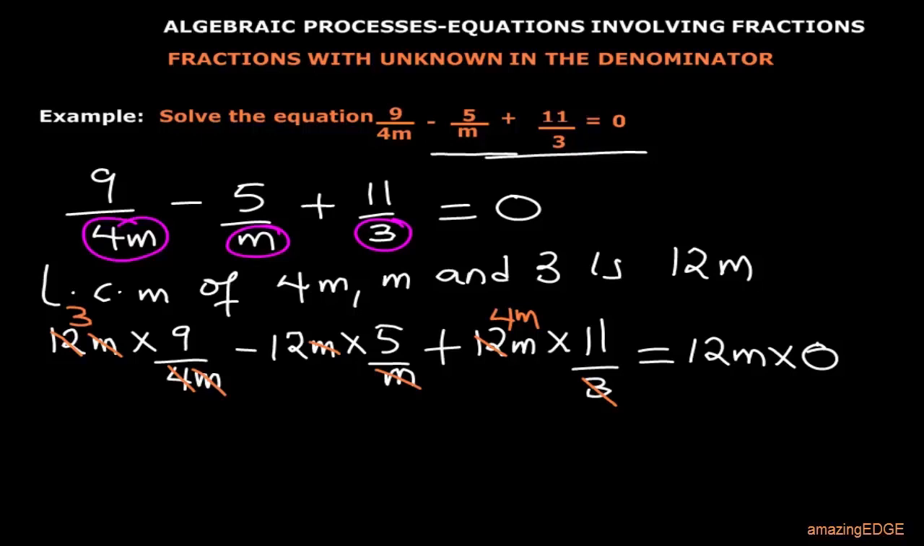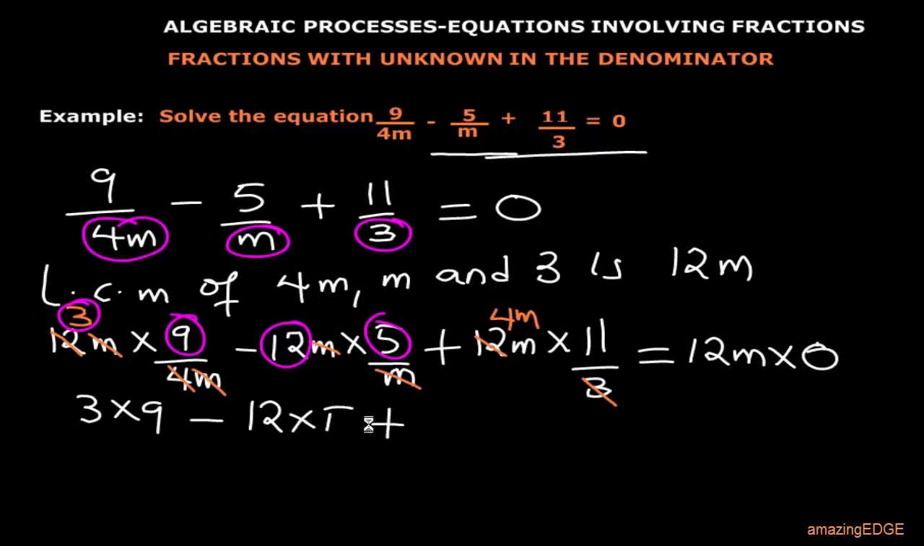So now what do we have? Here we have 3 and 9, so we are going to have 3 times 9. Here is minus, you have 12 and 5, so it becomes 12 times 5. Then you have plus. Here you are left with 4m and 11, so you have 4m times 11. Then on the right hand side, 12m times 0 is 0. So that one is not an issue.